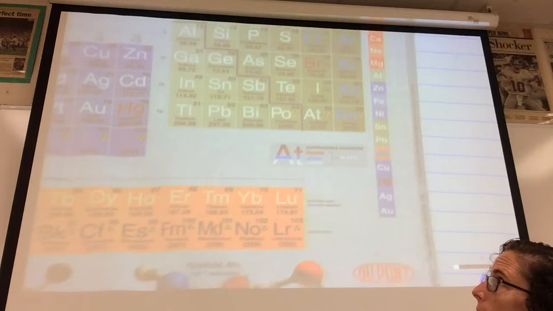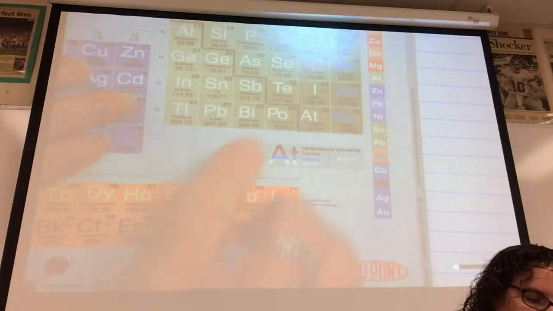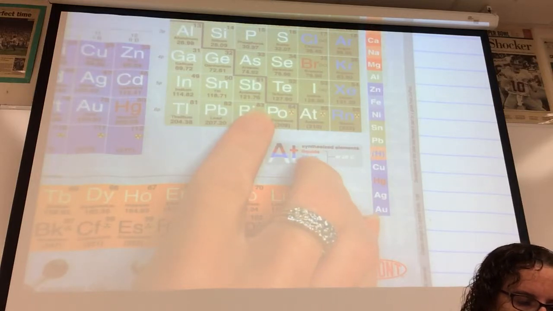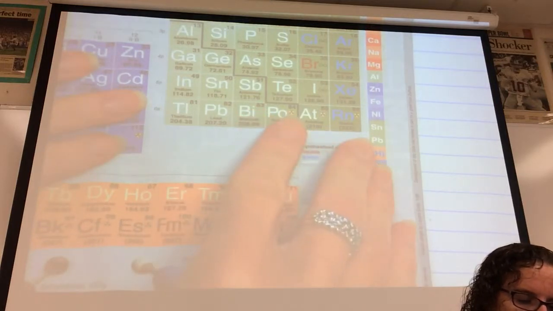So if you look at this periodic table here, you'll see here's element 83. Elements with an atomic number greater than 83 have isotopes that are radioactive. So polonium.